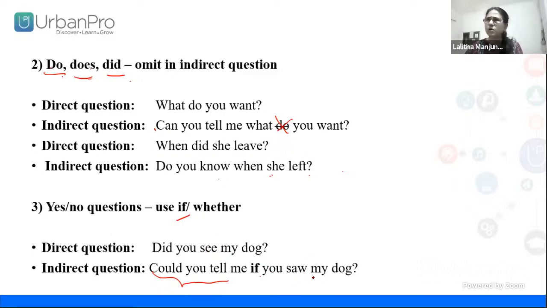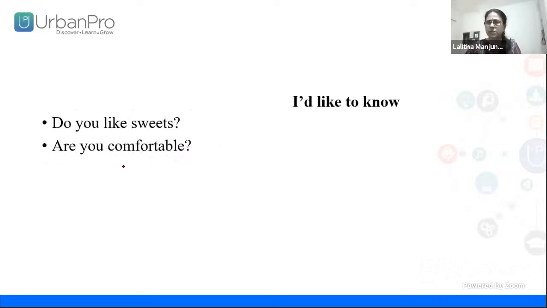I saw your dog near Vena's house. Okay. So that is the order in a statement. So "you saw my dog" will come there. You will add the word if or whether when you have a yes, no question. Let's try some examples. Do you like sweets? This is a yes, no question. So usually you say yes, I do, or no, I don't.